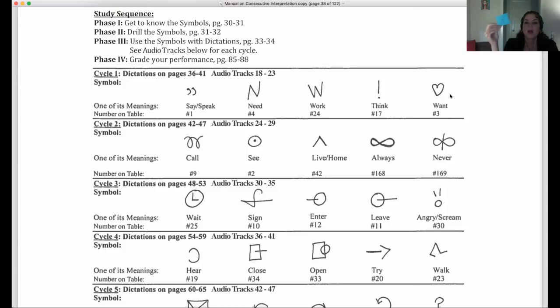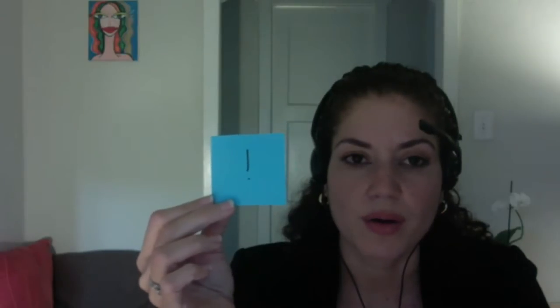So what would we write here? On the back of this card, go ahead and use the chat and tell me what we would write. Very good. Love, like, want. This is what we would write on the back of that card. Now, what about this card? You can't see me? Okay, let me stop the share. What would you guys write on the back of this card?